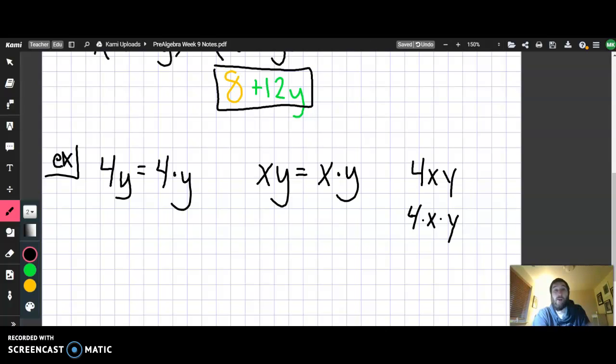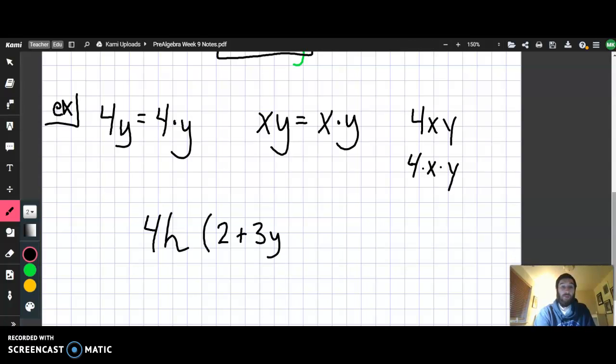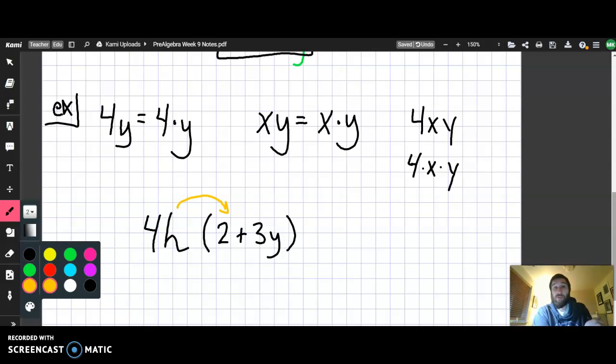So it also applies to distribution. We don't only distribute regular numbers, we can also distribute variables because we can multiply by variables. And so in this example, we're going to distribute by 4h into the same example we were working on before, 2 plus 3y. And like we talked about, the 4 and the h now is getting multiplied by the 2. And the 4 and the h is getting multiplied by 3y.